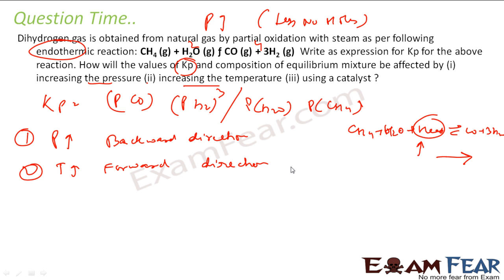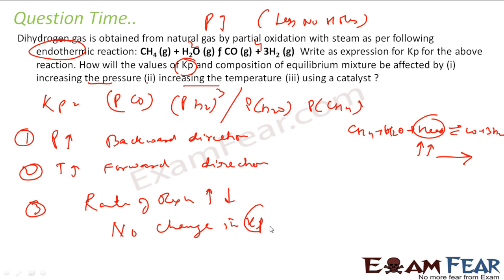Why? Because if you increase the temperature, the system will move in such a way that it counters the increase of temperature. It can do that only by going in this direction, because in that direction the heat is consumed and the temperature of the system goes down. Using a catalyst, the rate of reaction will increase or decrease, but there is no change in Kp.